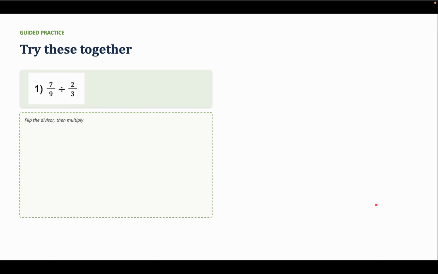All right, here are some problems to try together. Why don't you try this first and then check back to see if we got the same answer.